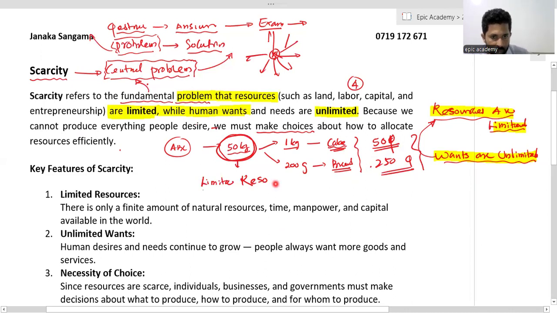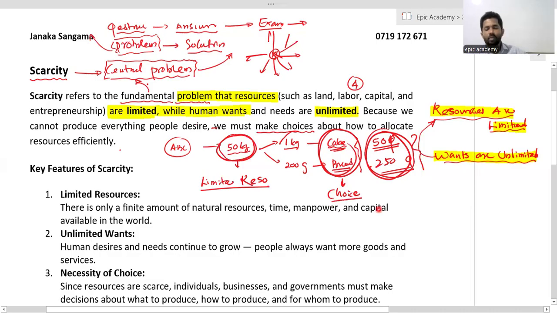The resource. So this is the choice: a choice between bread and cakes. Whether you are going to produce cake or bread, you have to decide it. That is why it says that you must make choices about how to allocate resources efficiently.